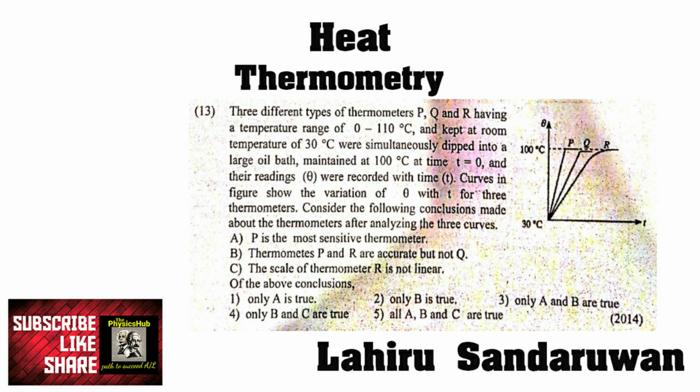The different types of thermometers P, Q, R having a temperature range of 0 to 110 degrees are kept at room temperature of 30 degrees, and were simultaneously dipped into a large oil bath maintained at 100 degrees Celsius at time t equals 0, and their readings theta were recorded with time. Curves in the figure show the variation of theta with t. For the 3 thermometers, consider the following conclusions made after analyzing the 3 curves.